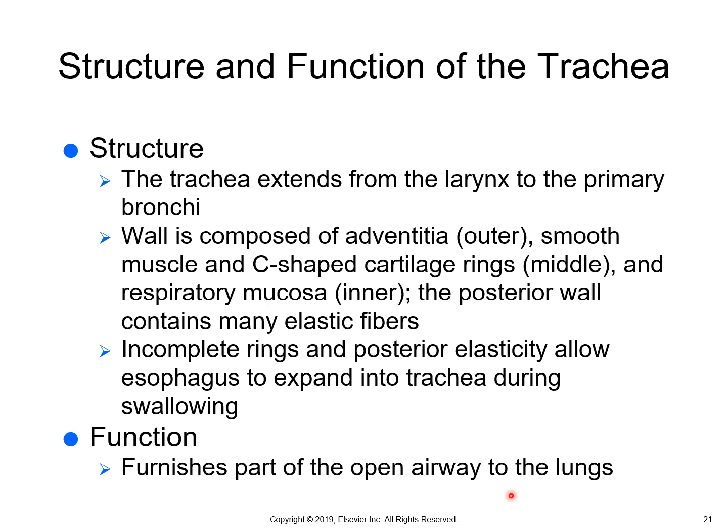So the elastic posterior wall and also those C-shaped rings allow for the esophagus to expand when we swallow large amounts of food. All right, so again, the trachea is the main airway. It basically transports air to our lungs.